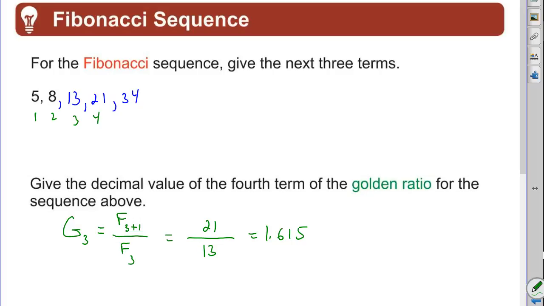All right, so Fibonacci sequence. How do you get the next number in the sequence? You add the previous two. How do you do the golden ratio? All right, a golden ratio ties into the Fibonacci sequence. If I want the third term, it'll be the Fibonacci's fourth term divided by the third. If I want the 100th term, it'll be Fibonacci 101 divided by Fibonacci 100. Okay, golden ratio and Fibonacci.